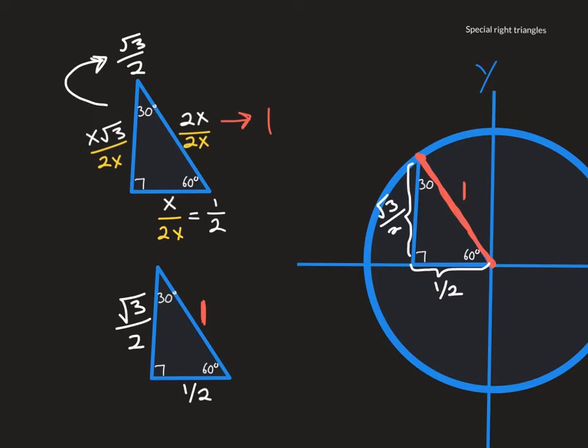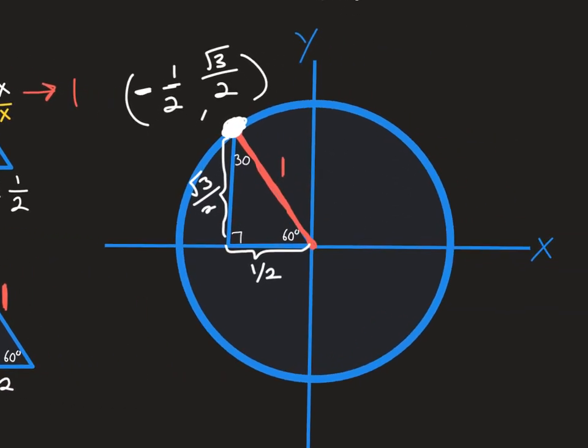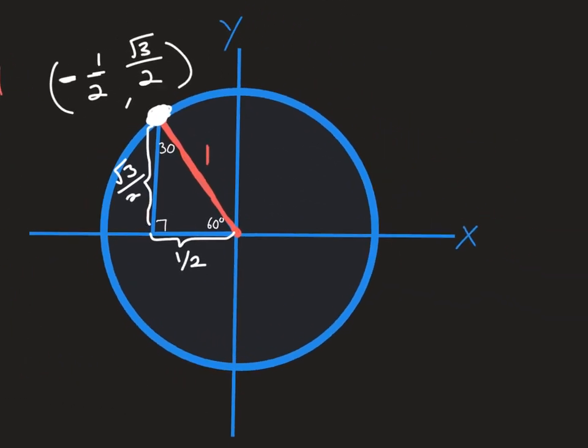So for example, if I wanted to know this coordinate point right here, then the x distance is moving to the left. So I'm going to be moving to the left, or in the negative direction, 1/2. And then I'm going to be moving up, so positive in the y direction, up root 3 over 2. And so again, this triangle could be anywhere on the unit circle.